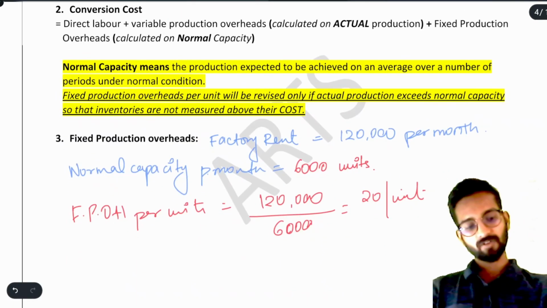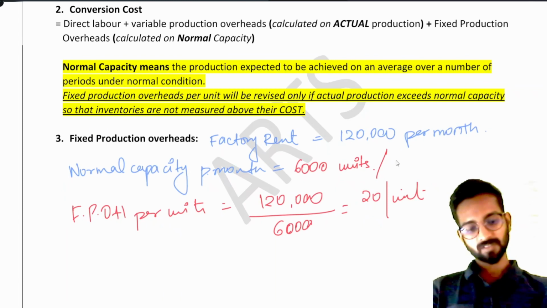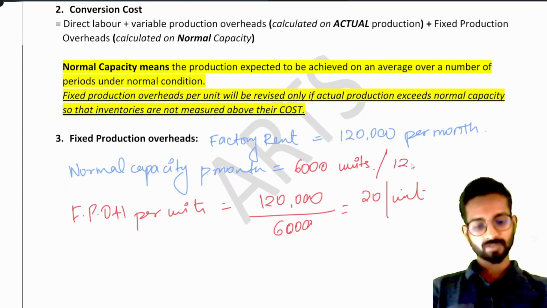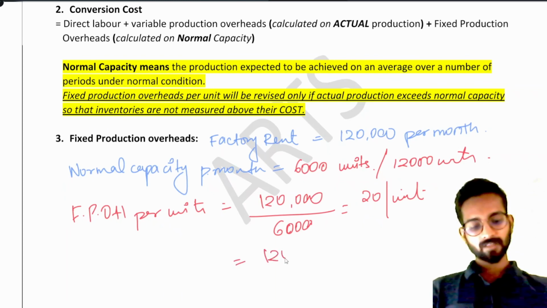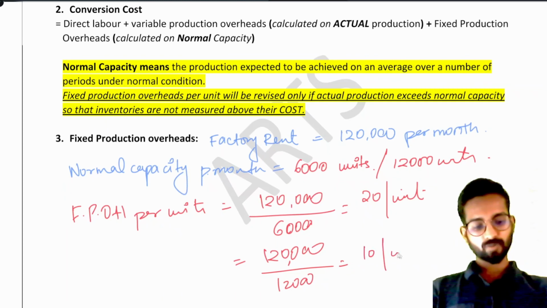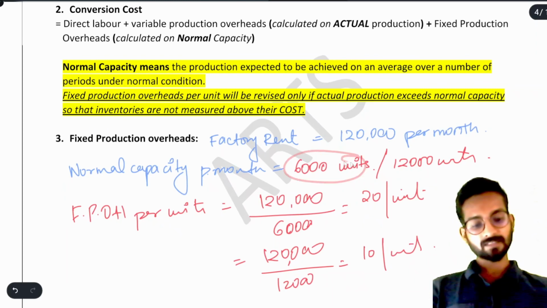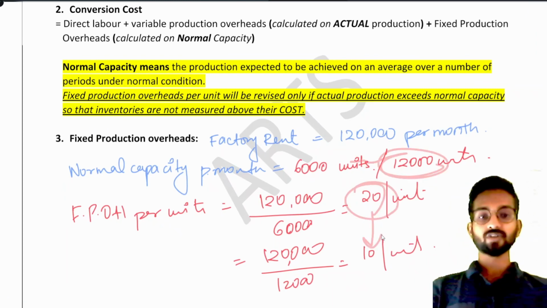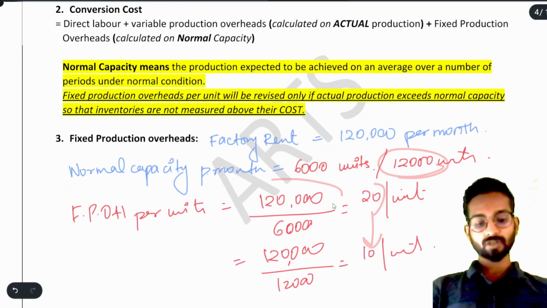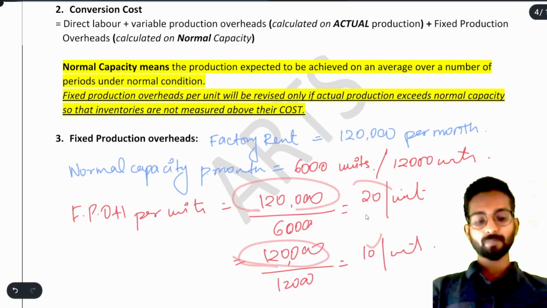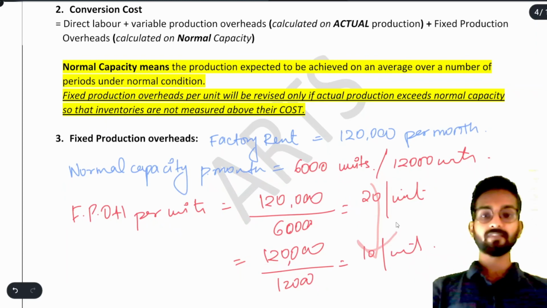Very good. But now if I tell you, let's say that normal capacity per month changes to 12,000 units, then what will be your fixed production overhead? Then 1,20,000 divided by 12,000, which is equal to 10 rupees per unit. It means as our normal capacity increases, the fixed production overhead per unit will reduce. Remember, the total fixed production overhead will be same, but the per unit cost will reduce, and it will be very helpful for us.